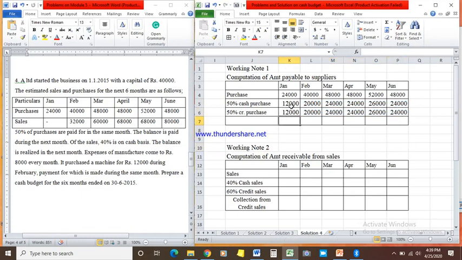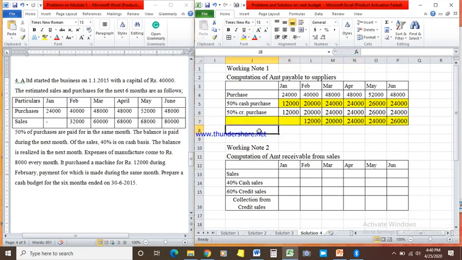So the cash purchase is done in the same month, whereas the credit purchase we are going to pay with one month delay. Accordingly, this 12,000 credit purchase is paid in the month of February. Next 20,000 is paid in the month of March. Next 24,000 is paid in the month of April, again next 24,000 in April, then 26,000 in the month of June. So this amount we are going to consider while preparing the payment for suppliers.